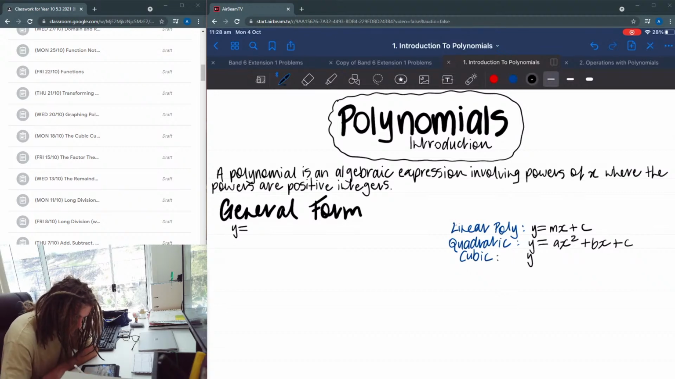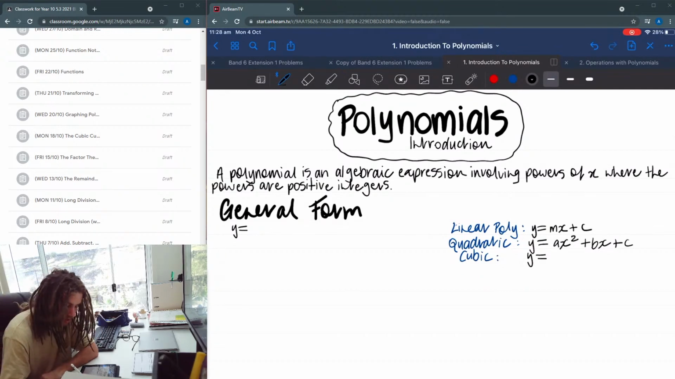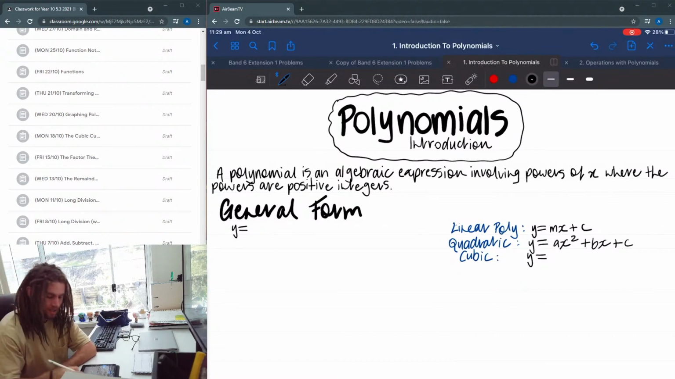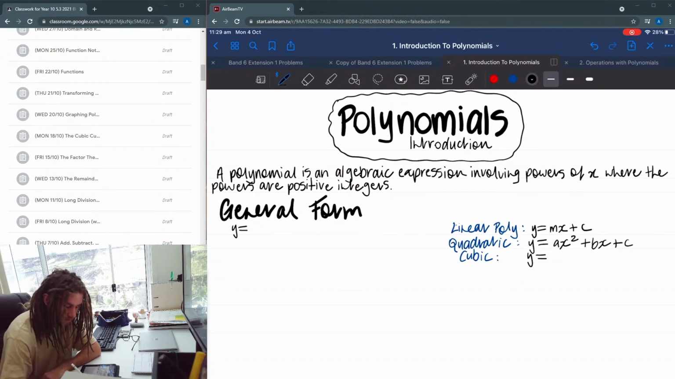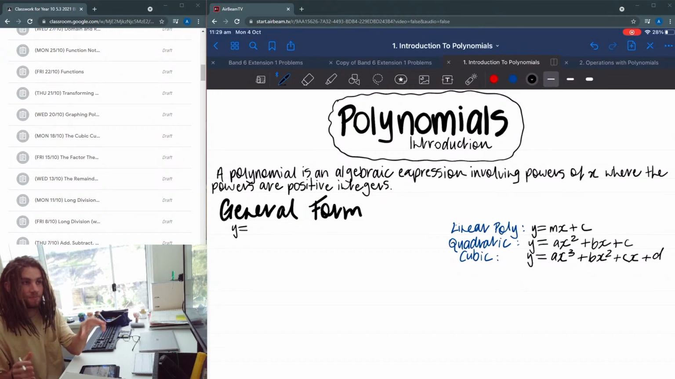Cubic, y equals, now we haven't looked too much into cubics. We've only really looked at x cubed, and moving it up and down and left and right and stuff like that. But if you were to expand all of that, it would be ax cubed plus bx squared plus cx, and then plus d or something like that. So you can see that the higher my power is, the more terms I could possibly have.